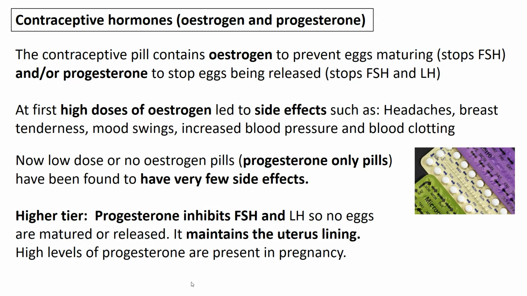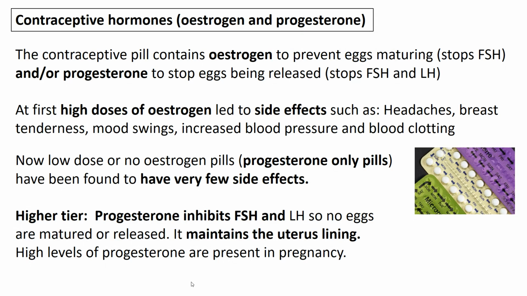But to prevent it being released, you could add progesterone to your contraceptive pill, and that will stop it from being released because progesterone acts to inhibit both FSH and LH. So an estrogen and progesterone combined pill would actually stop eggs maturing and being released.